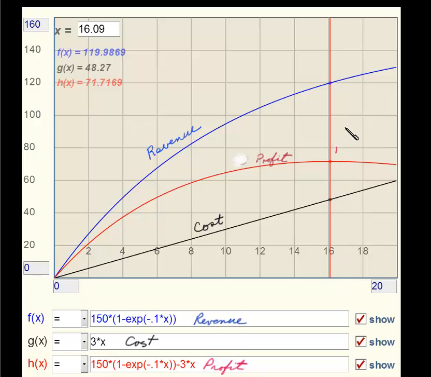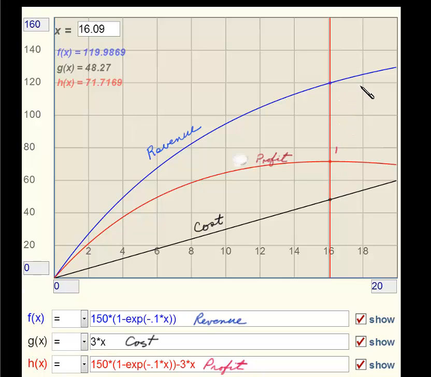Now here's why this was the useful life. If you'll imagine the derivative of the revenue function, that would be the slope of the tangent line, and the slope of the tangent line right here is just about the same as the slope of the tangent line of cost. That means that at this point revenue and cost are growing at the same rate.